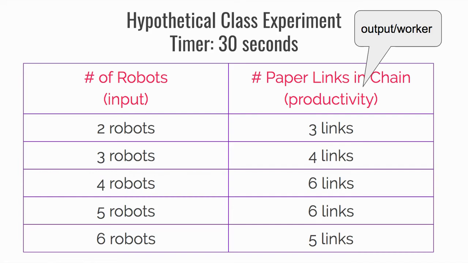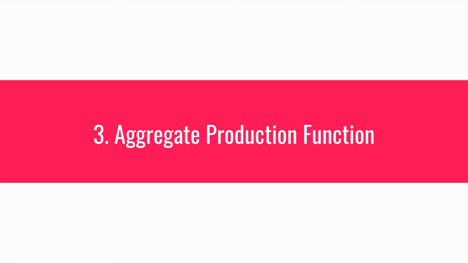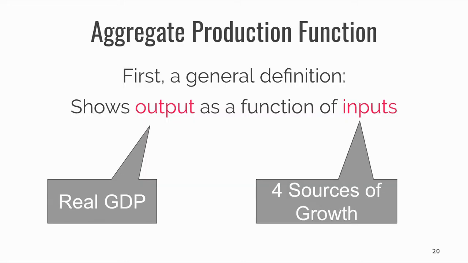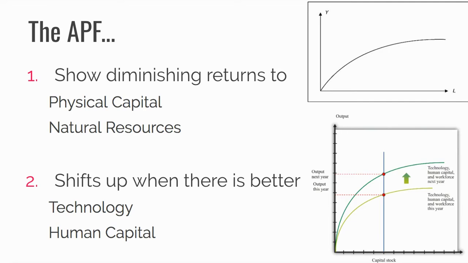All right, to recap, inputs like physical capital and natural resources have diminishing returns. And this helps explain the shape of the aggregate production function, which we'll talk about now. So here's our 3rd topic, the aggregate production function. And here's a general definition. The aggregate production function shows output, or real GDP, as a function of various inputs, or in this case, the 4 sources of growth.